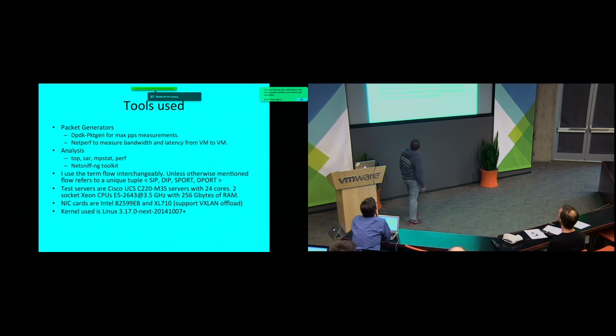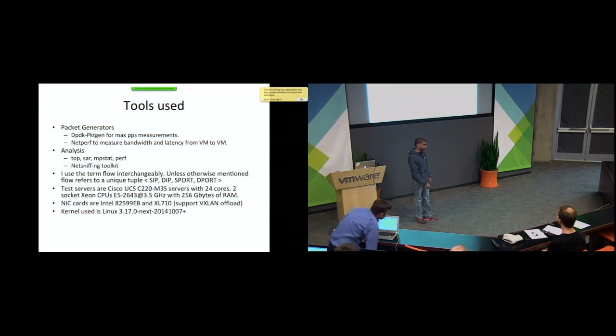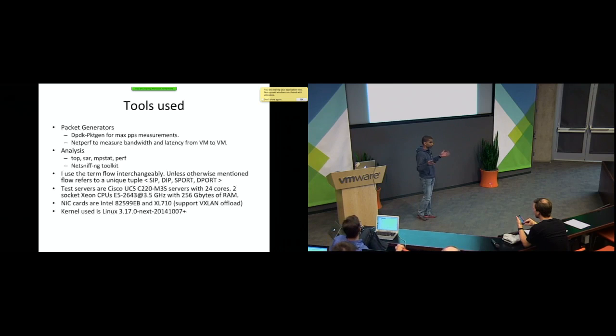I used DPDK pktgen for all the packets per second measurements. I didn't have any Ixia or other kind of tools. I might be getting an Ixia, but right now this is the tool I was using. We have OVS running on one of the servers, and then I have 2 servers, one which acts as a packet source and the other acts as a packet sink. You can actually just use 2 machines and do the same thing.